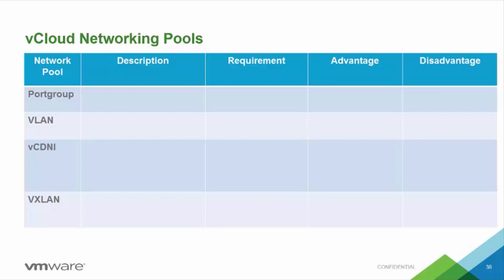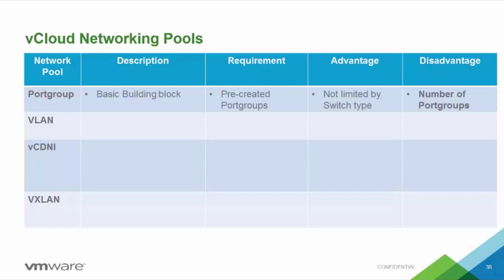Now we're just going to go into a bit more detail on how those compare and how they contrast. So as we look at it, we have 4 networking pools. And what we actually have is 2 groups. So a port group and VLAN will be very similar, and similarly vCDNI and VXLAN are very similar also.